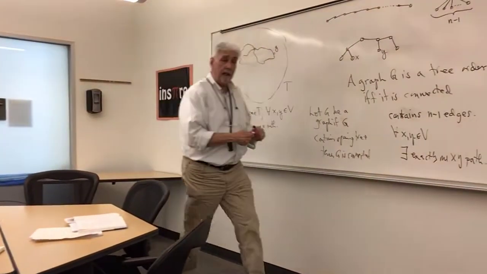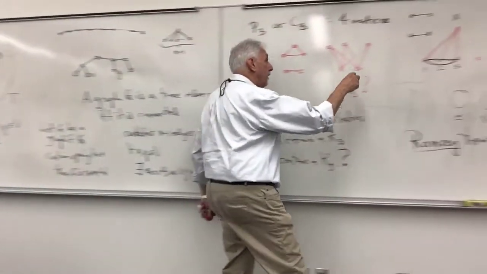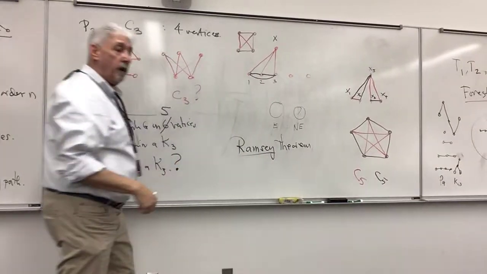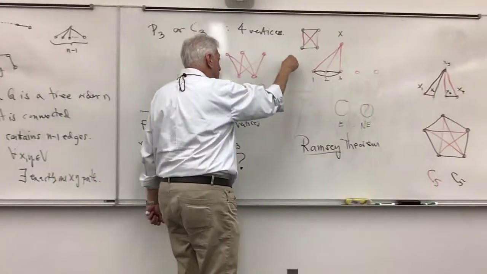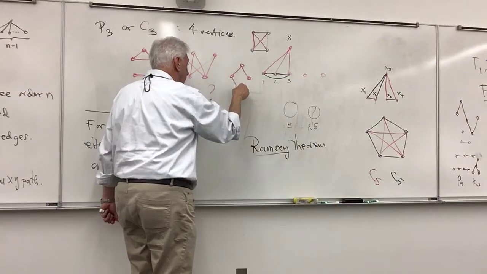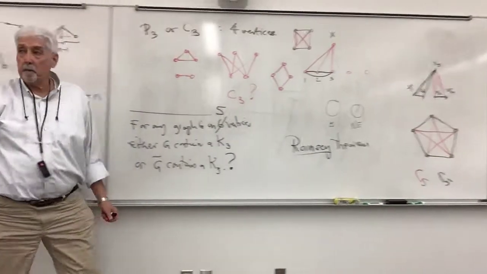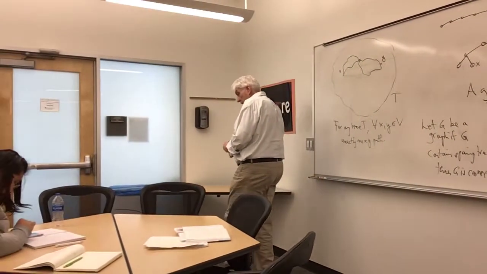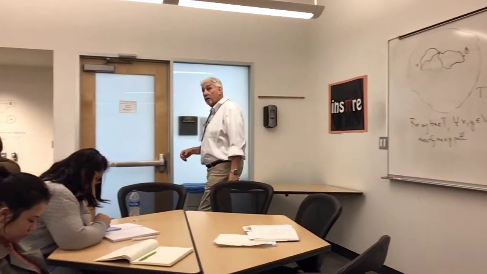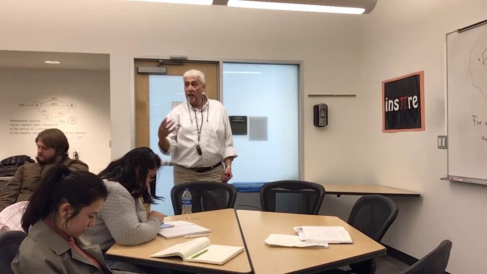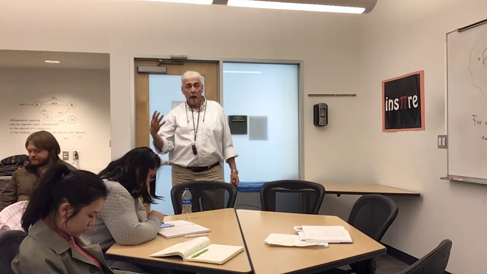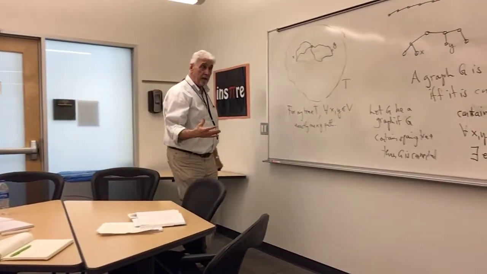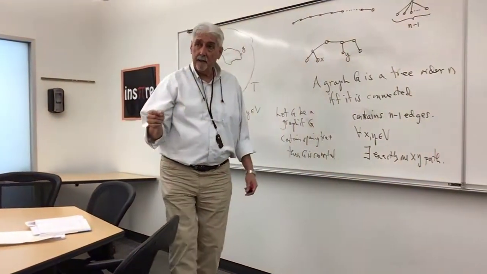What does the complement look like? I'm going to draw it in. That's what the red graph looks like, just so that you can see what it is. Does that graph contain a C3? No. Okay, so in fact, 5 was right. The problem as it's written is right, and it's the best you could possibly do. Okay. Questions about that?